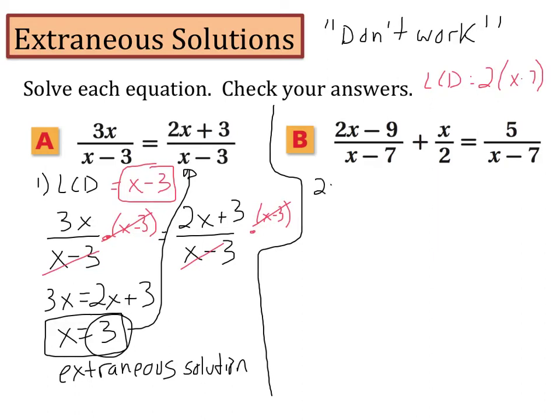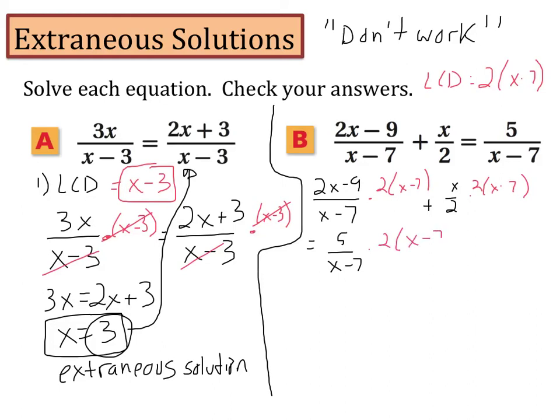So my first fraction, I have 2x minus 9 over x minus 7 multiplied by 2 times x minus 7, plus x plus 2 multiplied by 2 times x minus 7, and then I'm just going to go down here, equals 5 times x minus 7 multiplied by 2 times x minus 7. I multiplied each fraction by the lowest common denominator of 2 times x minus 7.